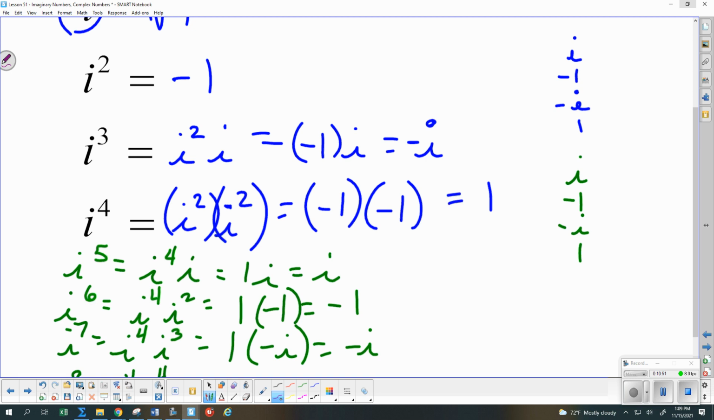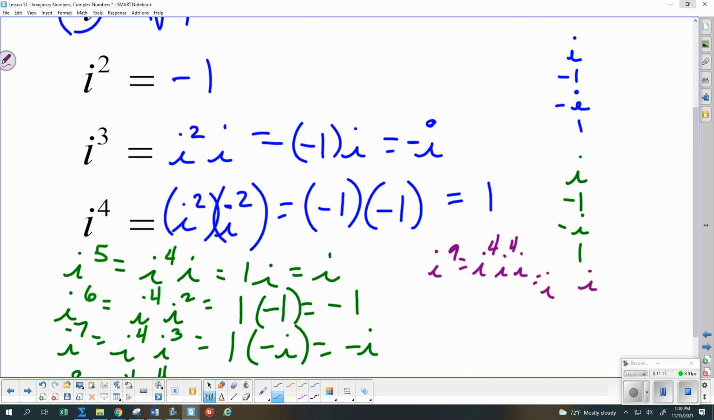But the most simplified form is i. Square root of negative 1 is less simplified than i. We don't ever want to leave a negative inside a square root. Okay, I could keep going. I could say i to the ninth is i to the fourth times i to the fourth times i, or i to the eighth times i, and that would give me an i.